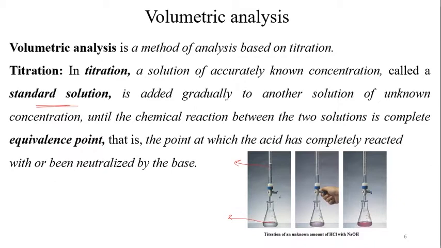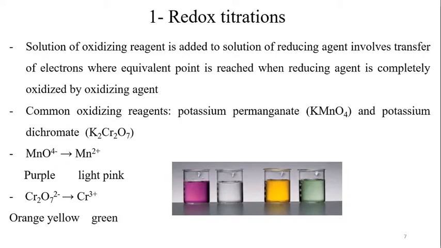When I gradually add my known concentration to the unknown concentration in the presence of indicator, I will have this equivalent point. This equivalent point will be the point at which my standard solution will be completely reacted with the material with unknown concentration. There are a few types of the titration. There is what we call redox titration.